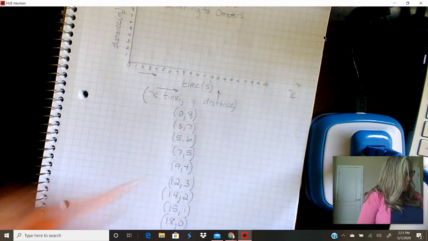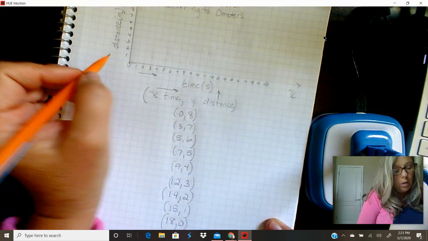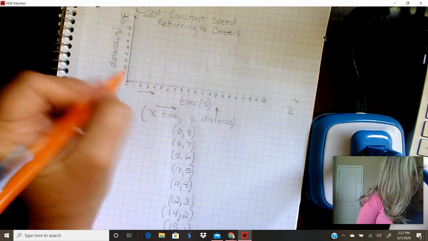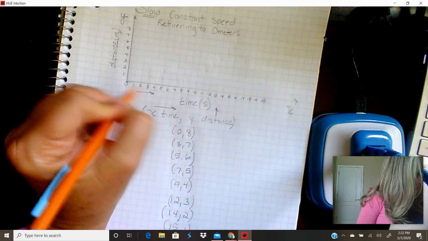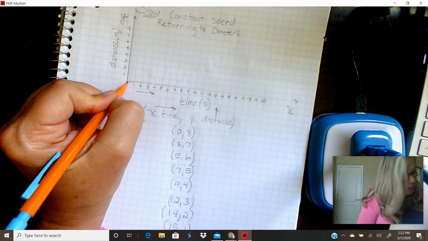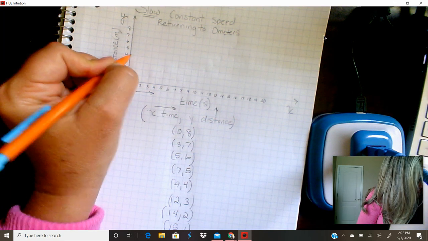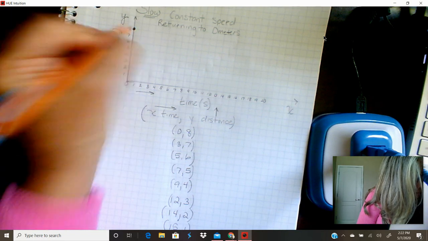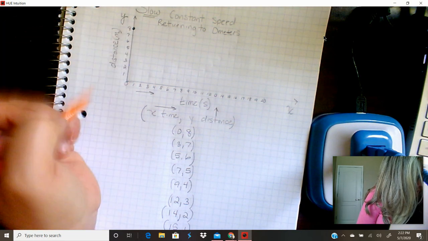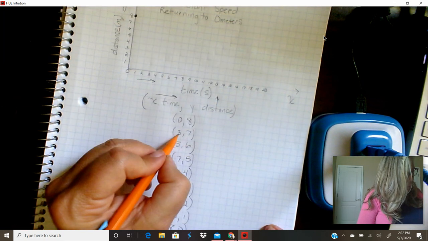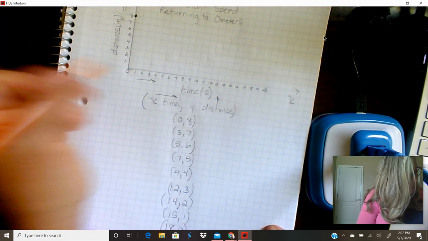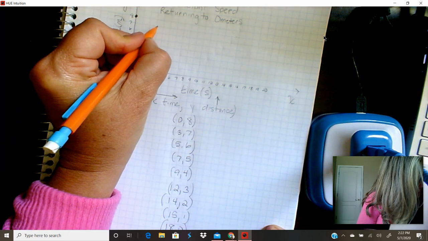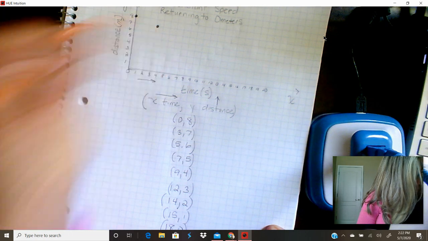The first coordinate is 0, 8. On all the other graphs, our very first coordinate was here at the corner, but this time it's 0, 8. So we are crawling over 0, staying right here on the 0 line, and climbing all the way up on the 0 line to the 8. Our first coordinate is at 0 to the right, 8 up. Our second coordinate is 3 seconds and 7 meters, so we crawl over to 3 seconds and climb up to 7 meters.